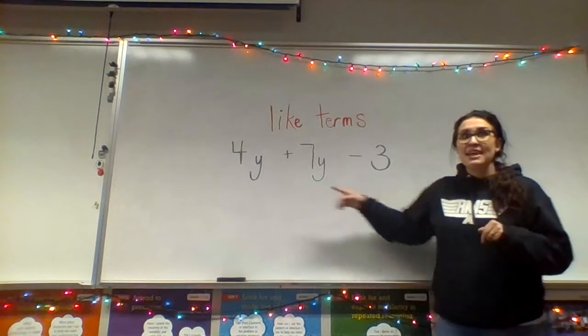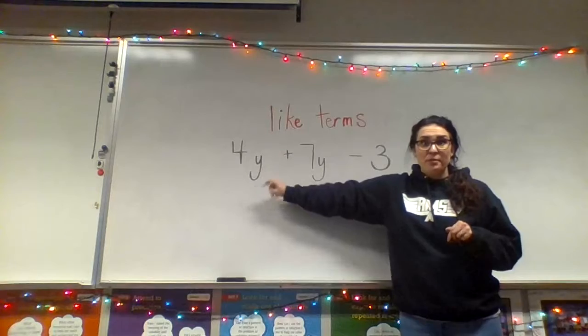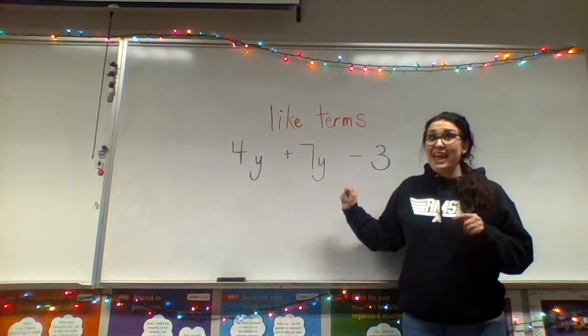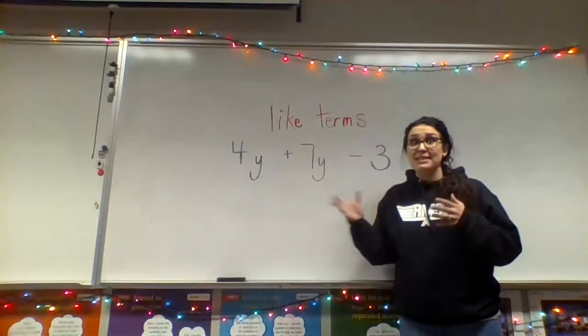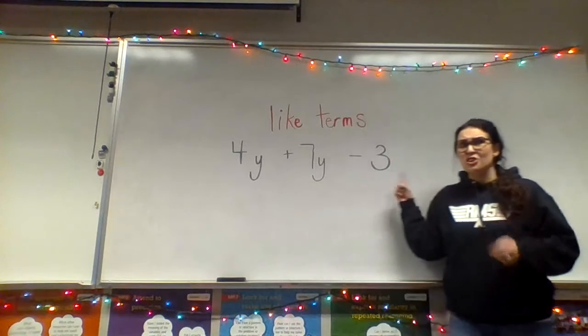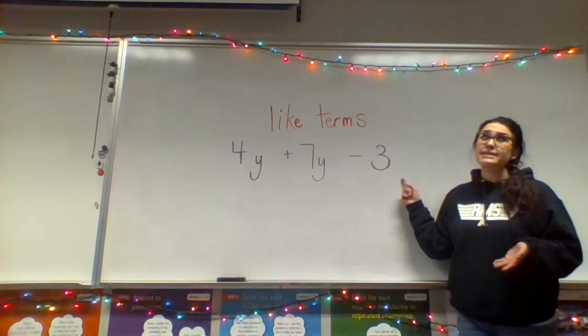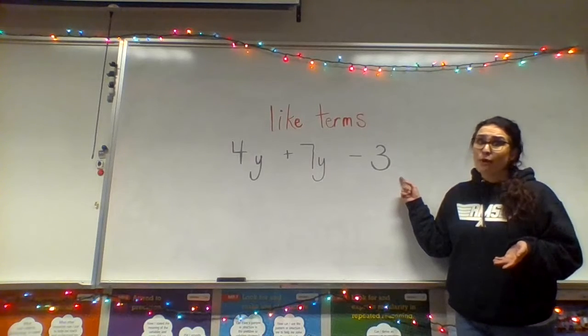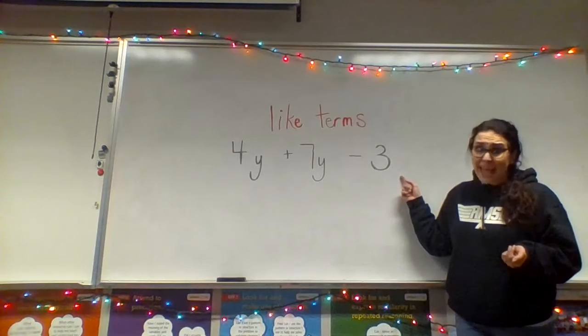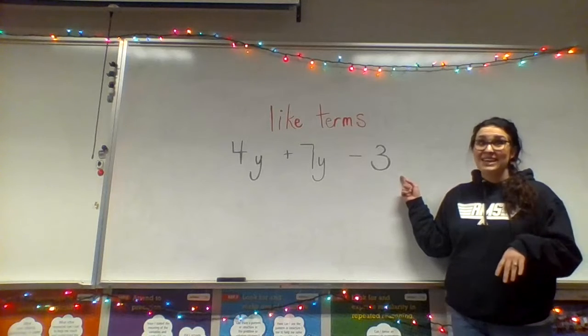Now notice that this is a coefficient with a variable, this is a coefficient with a variable, and it's the same variable, which makes them like terms. Notice that our lonely 3 is just a 3 hanging out by itself. It does not have a variable, friend, which is just so sad. But that means it's not a like term.